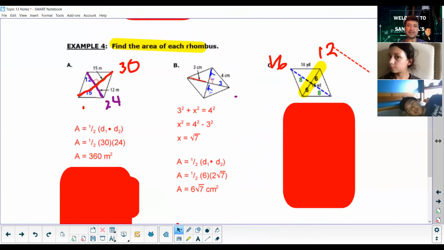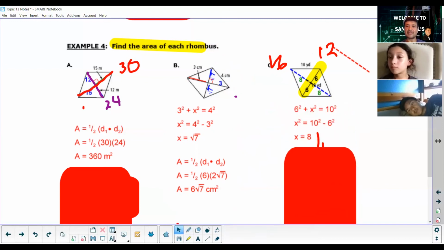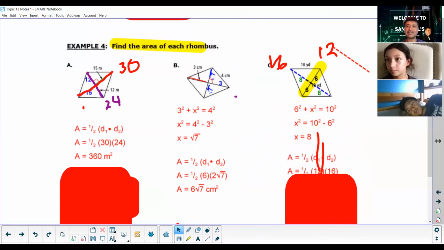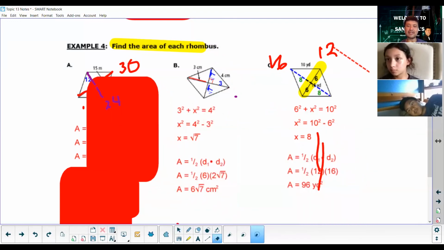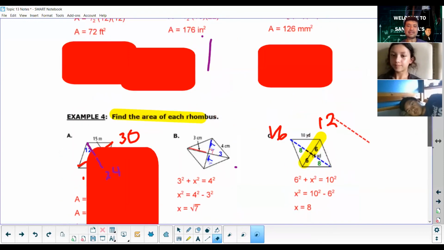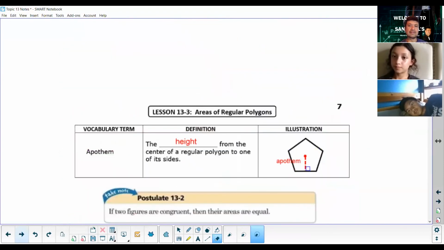You're going to be surprised, Marcus. I think that it was written in for you, but you actually had to do the Pythagorean theorem to figure out that that was actually 8. And then you do exactly everything you said. 12 times 16, half of that is 96 as a result. I think that's it for this one. Yeah, that's it.